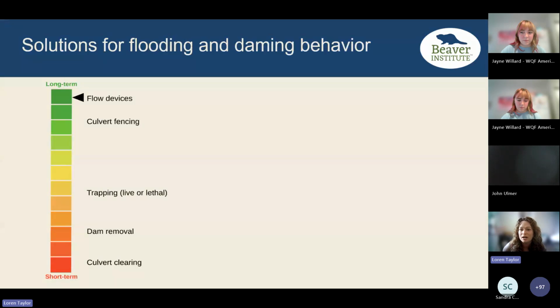Okay, so next we're going to talk about solutions for flooding and damming behavior. And you're going to see here on your screen that we have a sliding scale that is indicating how long or short term each of these techniques and solutions are for alleviating flooding pressure. So at the bottom of the list here, we have culvert clearing and dam removal. And these techniques are effective at resolving flooding pressure, but at very short-term intervals.